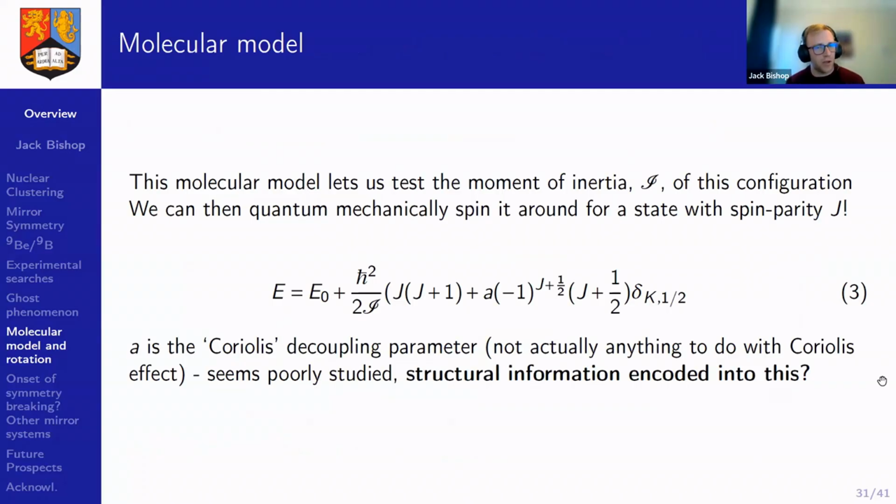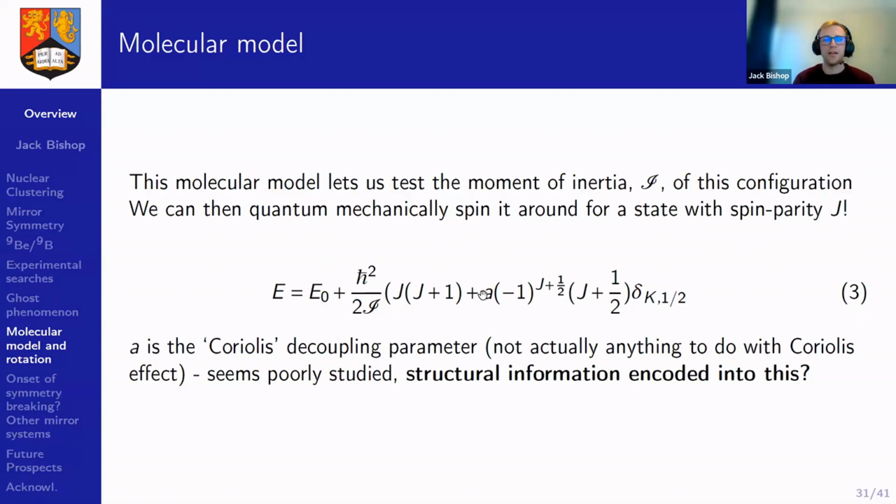So what this means is that we're going to quantum mechanically start spinning this object around for a given spin parity, J. And what we have here in the equation is the quantum mechanical energy for an object that is a rigid rotor spinning around with a certain angular momentum, J. So we have a base amount of energy: h bar squared over twice the moment of inertia times J(J+1), because it's quantized.